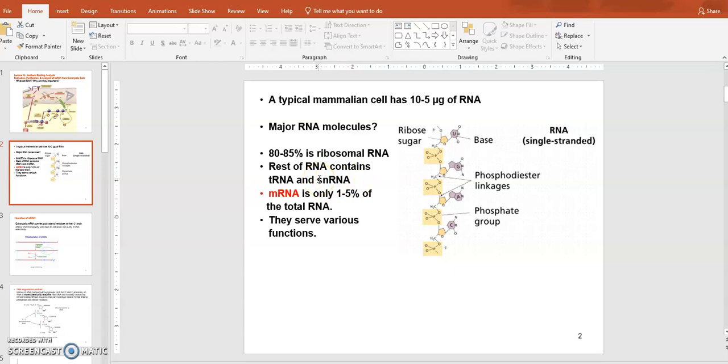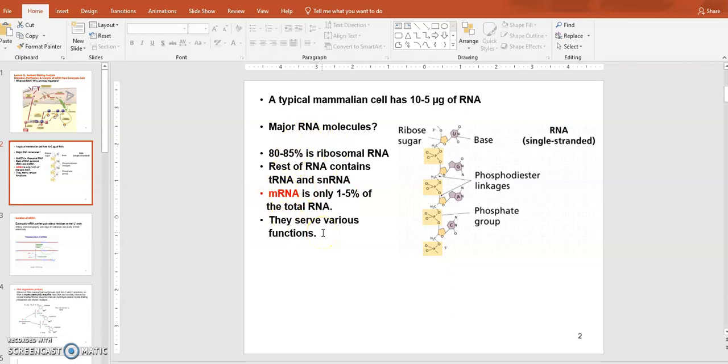So there are a bunch of different RNA molecules that serve important functions. And then a very small amount of RNA serves the function of messenger RNA. Only 1 to 5% of the total RNA belongs in this group. So there are so many RNA molecules serving important functions.